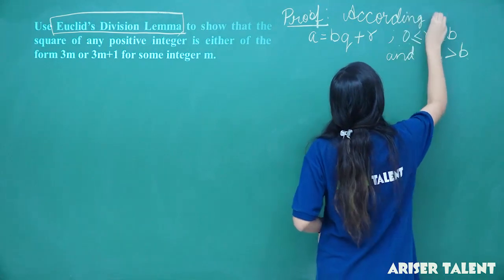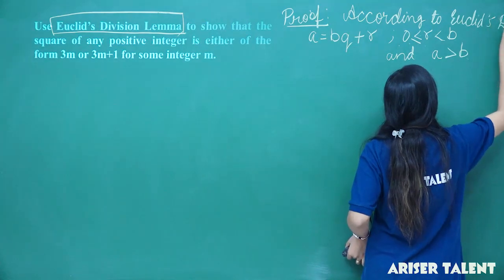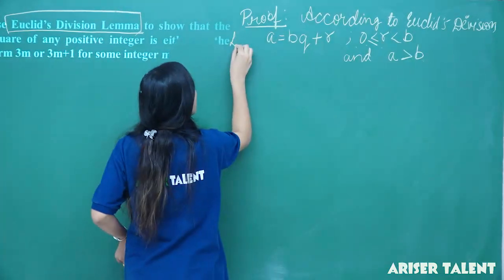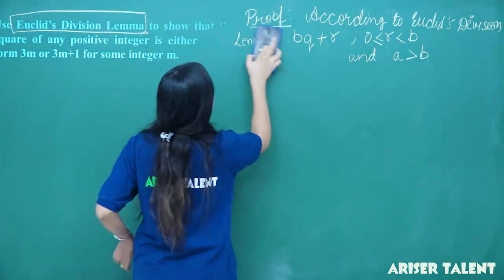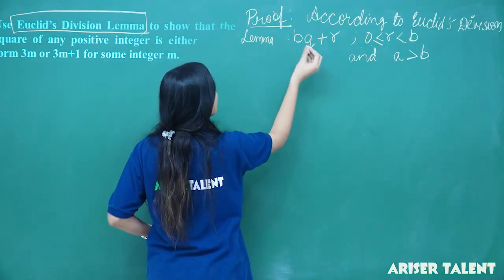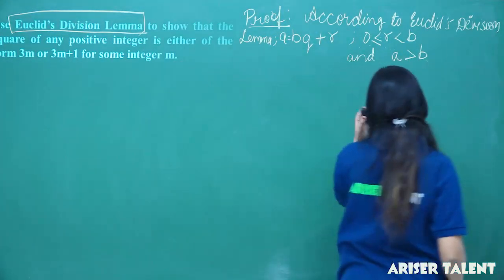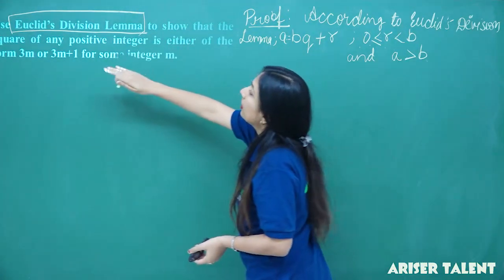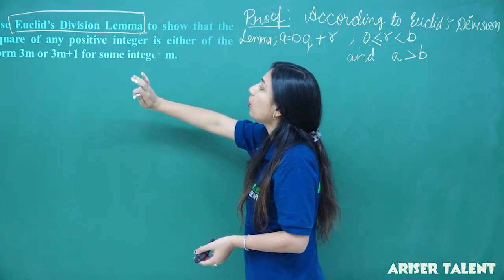According to Euclid's division lemma, A equals BQ plus R, where you know this. Okay. What is it saying? Show that the square of any positive integer is either of the form 3m or 3m plus 1.